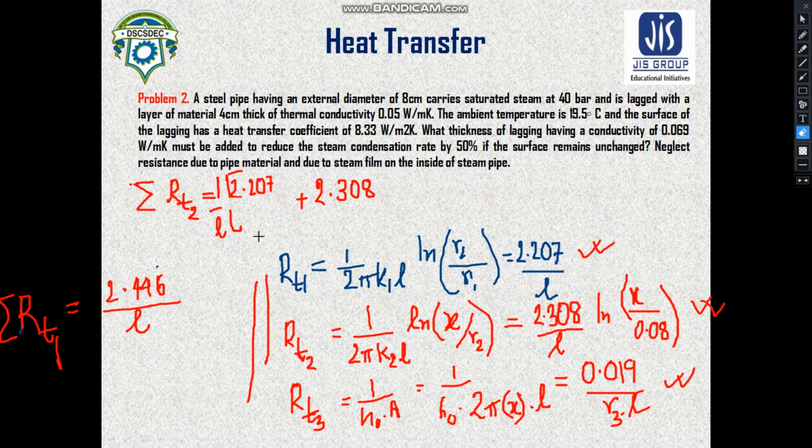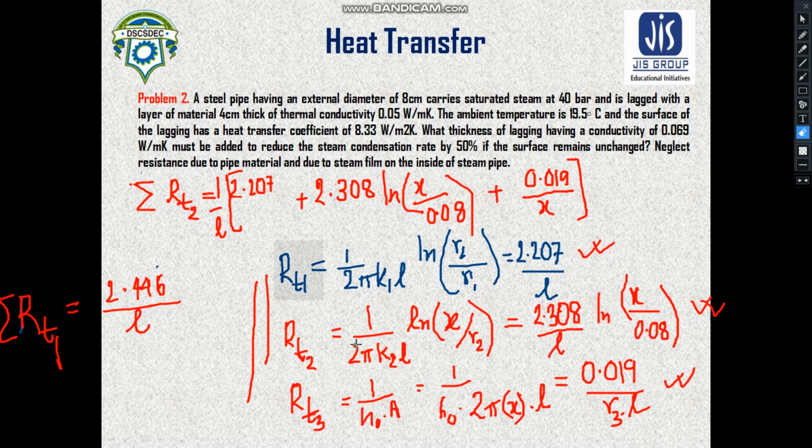So 2.207 plus 2.308 ln x divided by 0.08. I think I need to rewrite this: 0.08 plus 0.019 divided by this R3, which is nothing but the x, which I have missed though. So it is the unknown. We have taken the R3 radius as x.